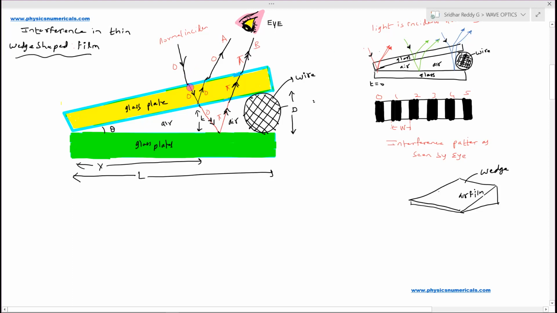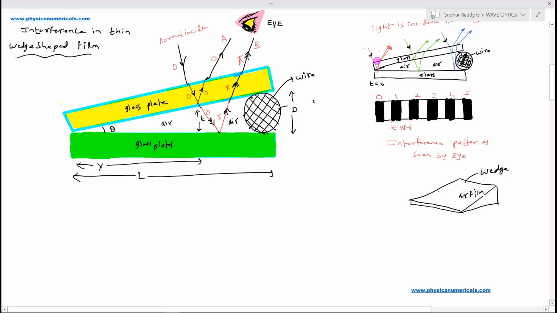Not only at one point, the rays are incident normally on this upper glass plate. Some red color, green color, blue color, some three sets of rays is what I'm showing. They will not all have the same path difference. This red ray will not traverse any length in air. The green one will traverse some length. What about the blue one? It will traverse some length.